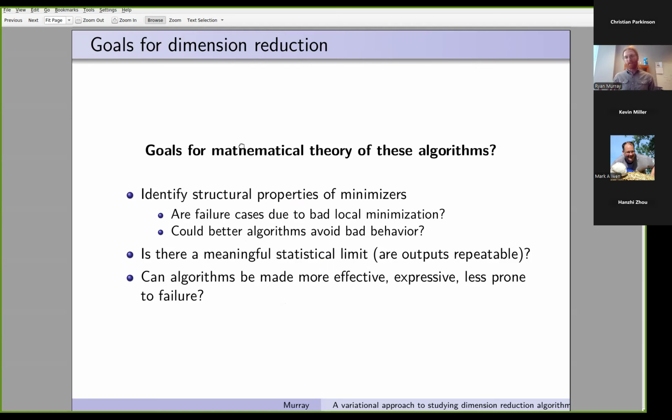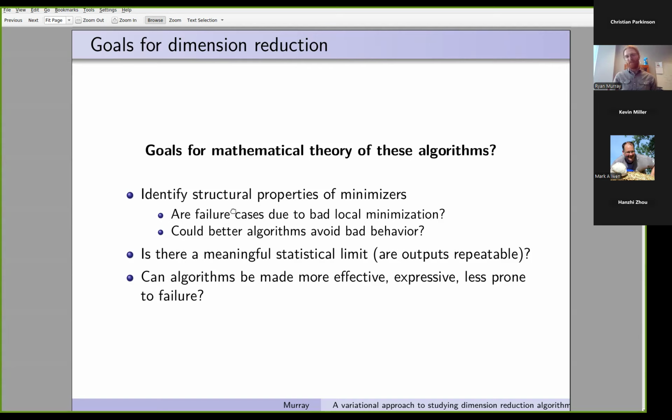And one of the first things you do when you try to do optimization problems is you try to understand properties of minimizers. So you try to write down necessary conditions. And you try to say, what can I say about local or global minimizers of these problems? And of course, you have to specify in what sense you mean a local minimizer. A question we can ask is about these failure cases that we're seeing in some of these dimension reduction algorithms, in these nonlinear algorithms like tSNE or multidimensional scaling.